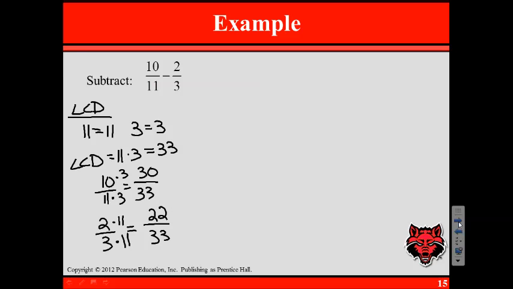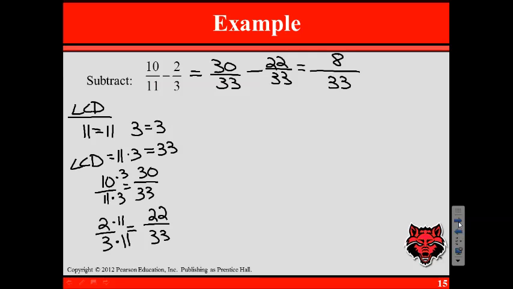Just like in the previous example, we replace the original fractions with their equivalent counterpart. So in place of 10 over 11, we put 30 over 33. In place of 2 over 3, we put 22 over 33. Now that we have a common denominator, we write that one time. We subtract the numerators. 30 minus 22 is 8.